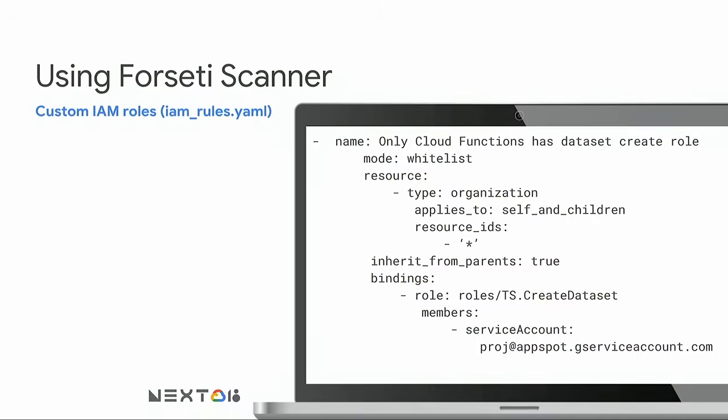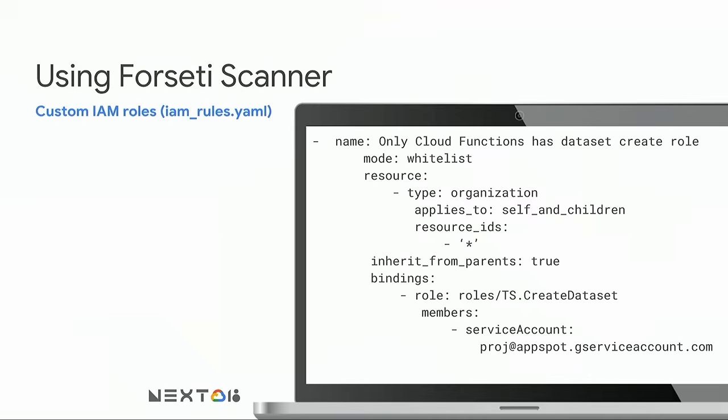And these are what the rules look like. So this example here basically shows something that relates to the first example I showed you with the BigQuery dataset. So this basically says that only, and I can't highlight it, but if you look at the bottom of the screen there, you'll see the service account proj@appspot.gserviceaccount.com.